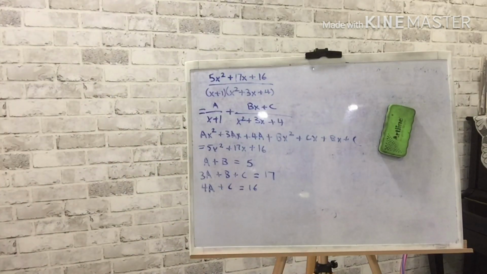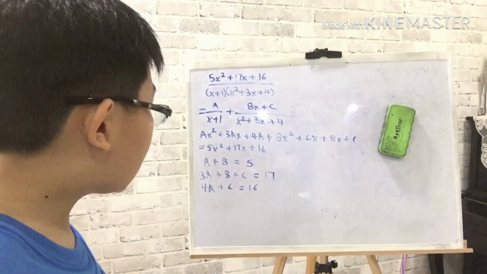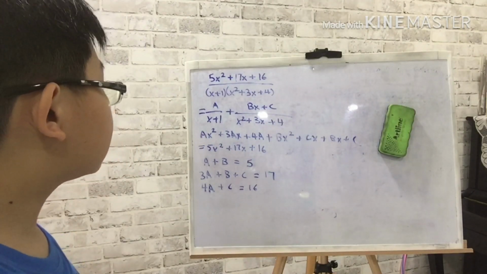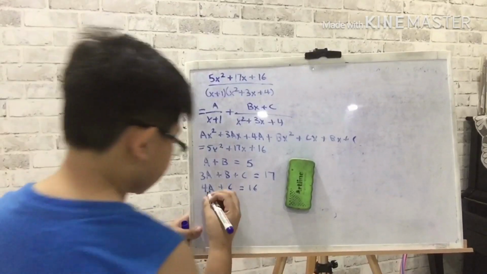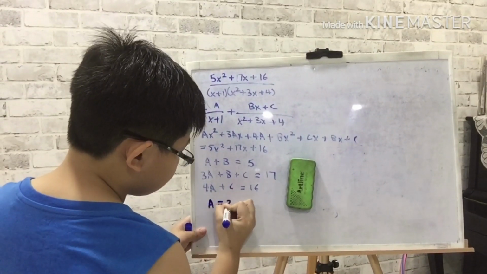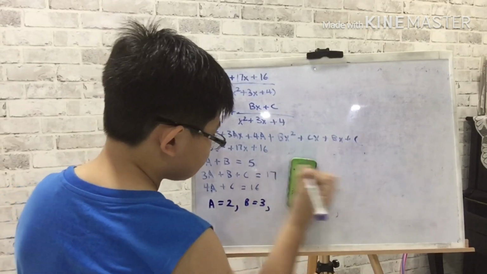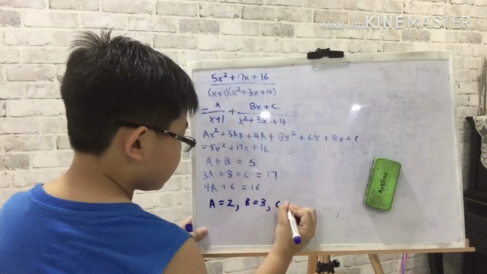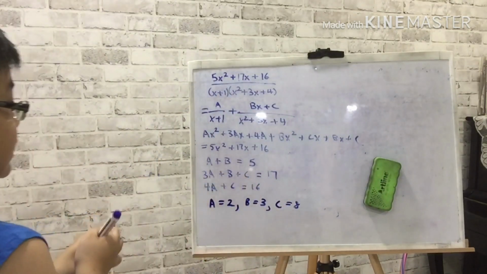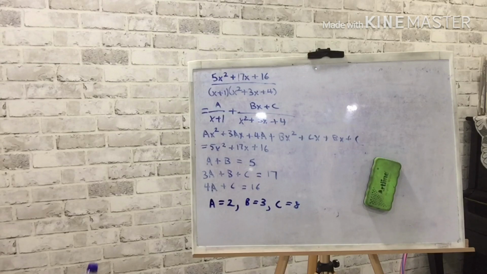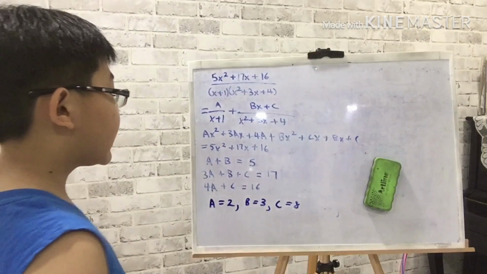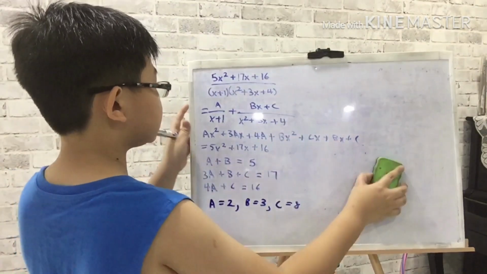This is hard. It's a big set of simultaneous equations that I'm going to have to do, but I'm not going to show all the steps. I'm just going to show that the solutions are a equals 2, b equals 3, and c equals 8. These are the solutions, and oh wow, it came back. These are the solutions, and just plugging them into the partial fractions.